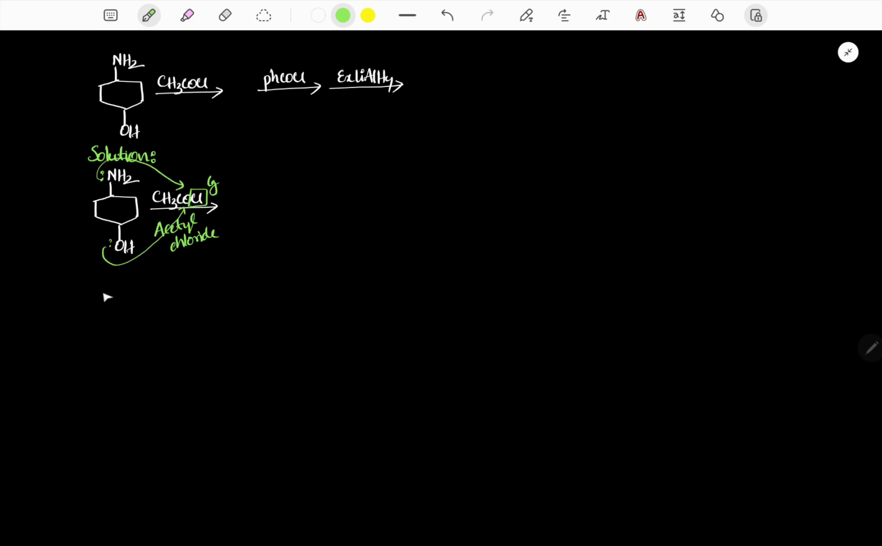Two possibilities are there. And we know that nitrogen is a stronger nucleophile than oxygen because it can donate electrons easily, because it is less electronegative, and oxygen is more electronegative. So because of less electronegativity, nitrogen is the stronger nucleophile. That's why here the nitrogen lone pair attacks and forms the corresponding amide. So this reaction is N-acylation.